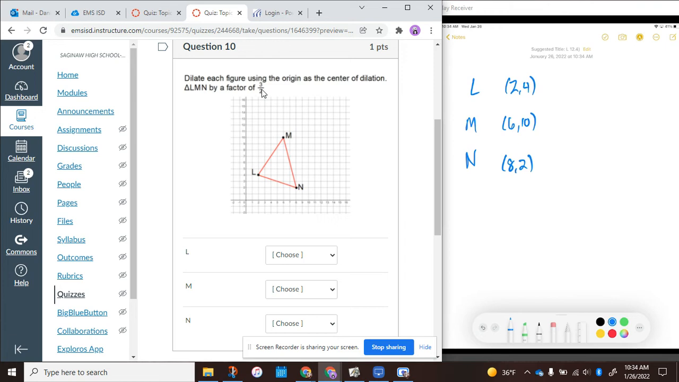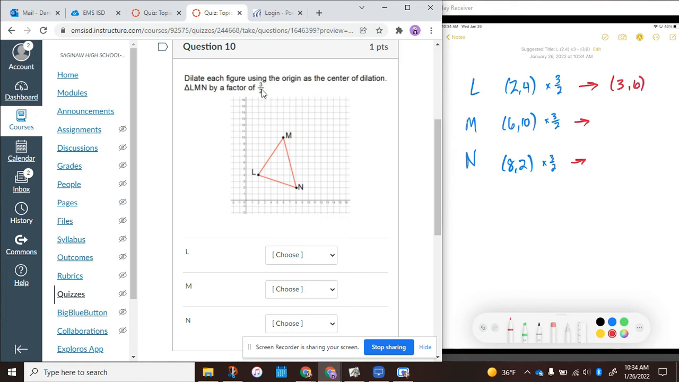Either way, what we're going to do is multiply times that number, times 3 over 2, or times 1.5, whatever floats your boat. Okay, all we're going to do is multiply those coordinates, the x value and the y value both. So 2 times 3 over 2 is going to give us a new x value of 3. 4 times 3 over 2 is going to give us a new y value of 6.